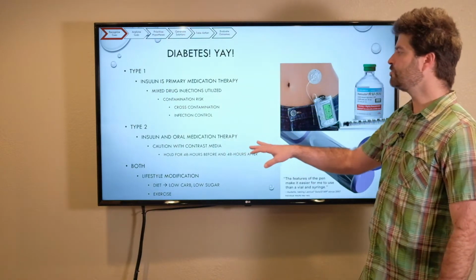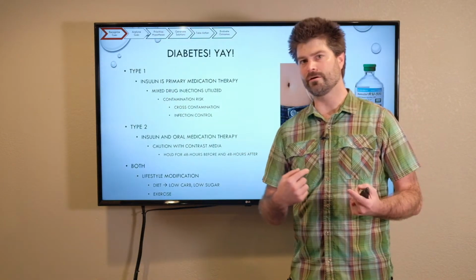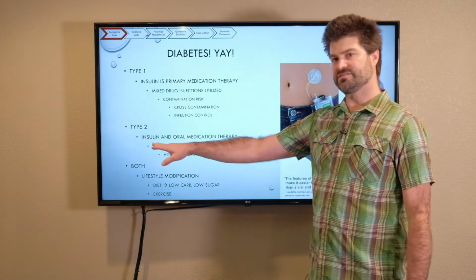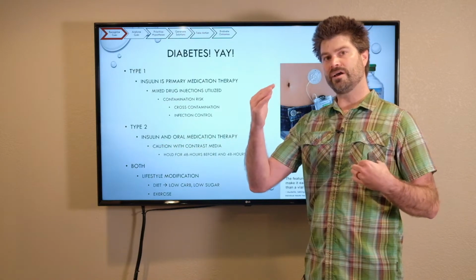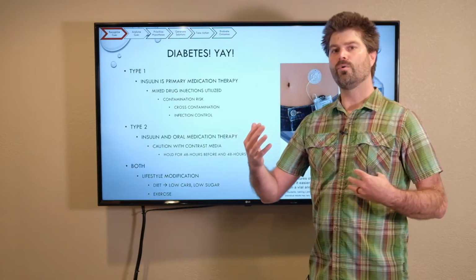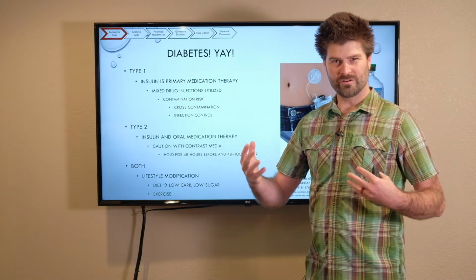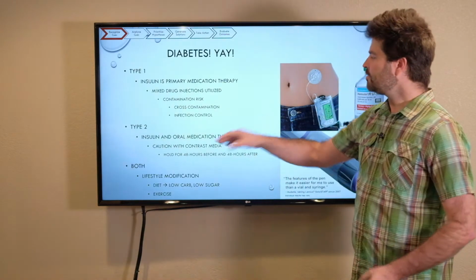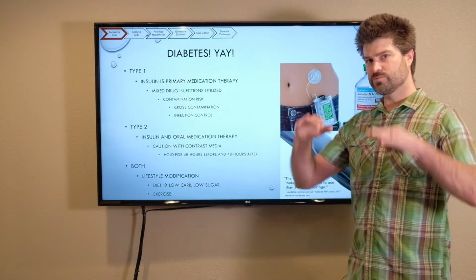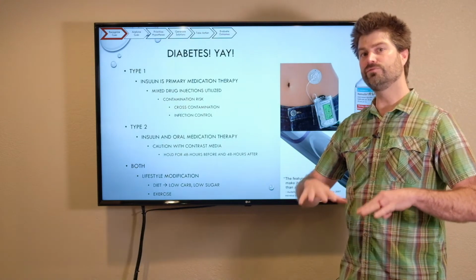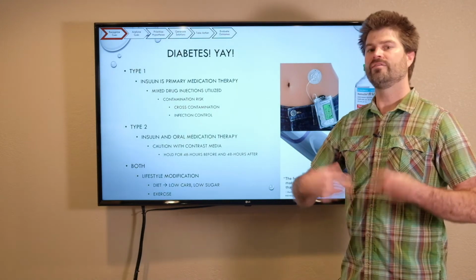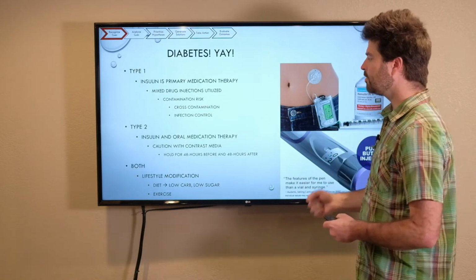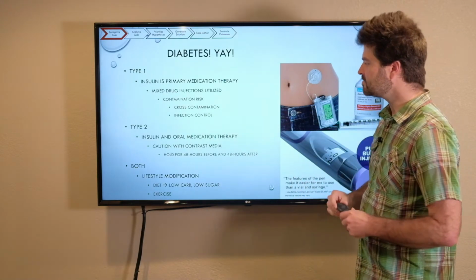For our type 2s, we're going to usually have combination therapies. They're going to be using insulin to manage acute spikes in their blood sugar, or postprandial, meaning after meals. And they're also going to be using oral medications, which are going to help to keep their glucose levels lower than they would be if there was no intervention applied. And we're going to be talking a lot about these.